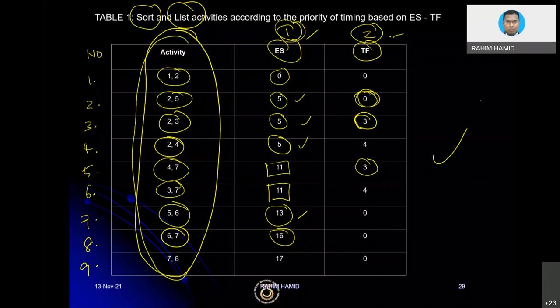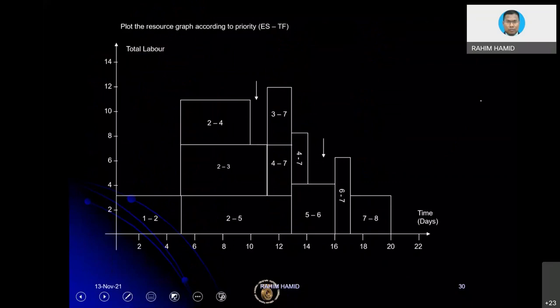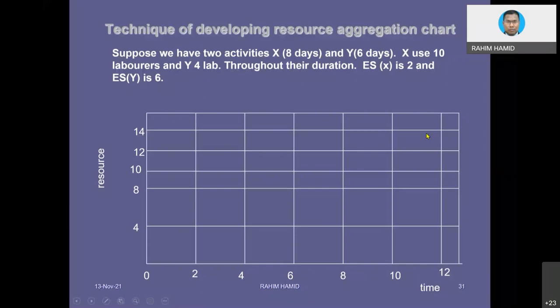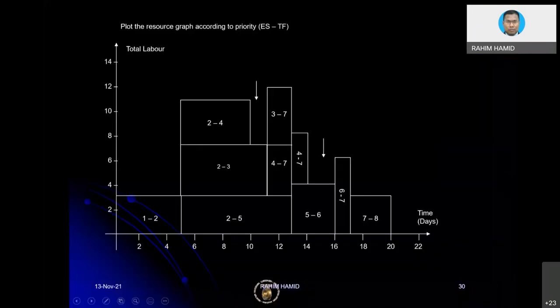Then after we get this, only then can we draw what we call the resource histogram. There are many ways to draw. One of the ways is to draw like this, or later on I will show you how to draw in a much simpler way, as the computer software normally will draw. In this kind of drawing, the good thing is that this graph basically shows three in one.